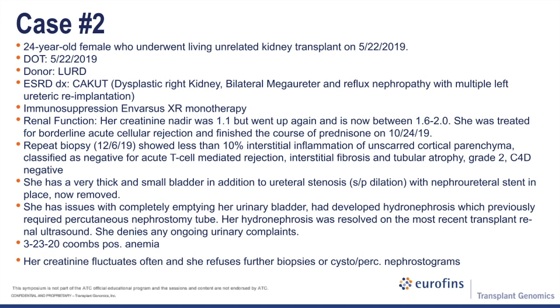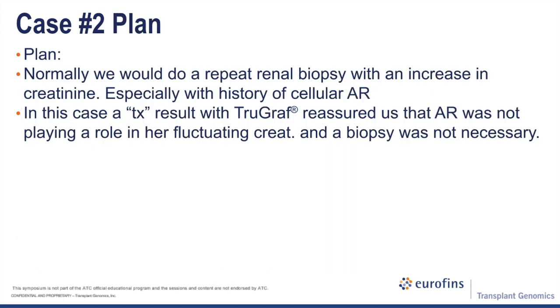She had an unrelated episode of Coombs positive anemia in March, so this is a very complicated patient. Our plan was, although we might usually do a repeat renal biopsy with an increased creatinine, especially with the history of cellular rejection, in this case we did a TruGraf and we got a transplant excellent result, which reassured us that acute rejection was not playing a role in her fluctuating creatinine and that a biopsy was not necessary.